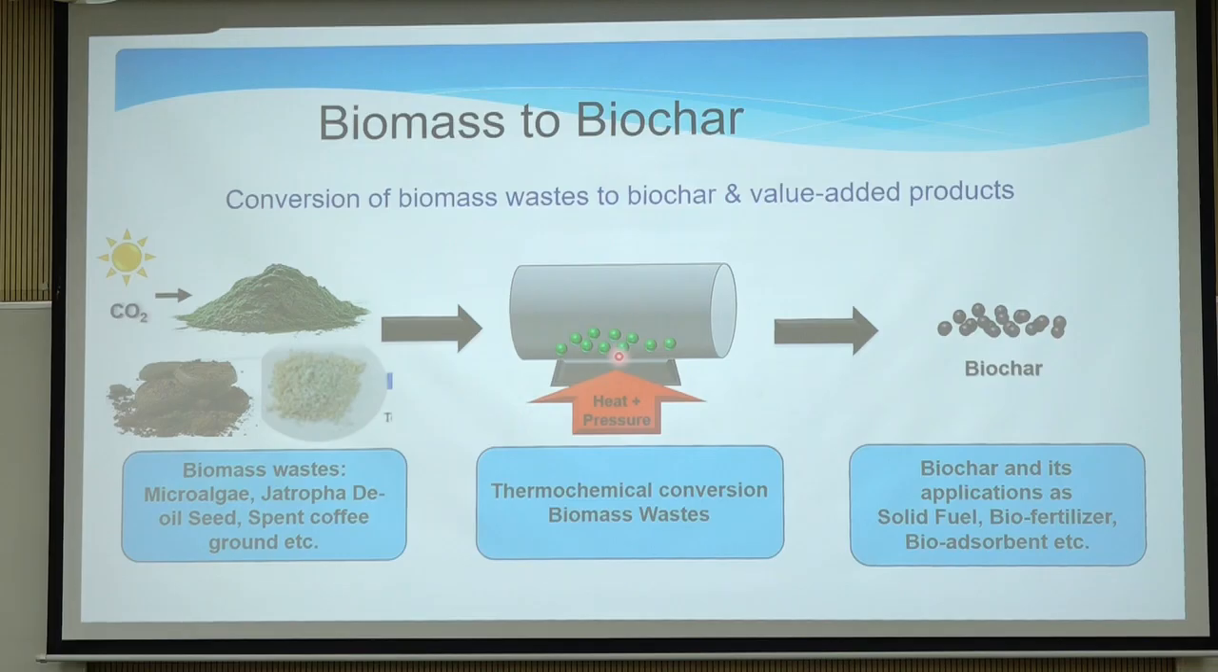We use the Jatropha to extract the oil, and after that there is the biomass waste. What are we going to do with it? We go through the thermochemical process to see whether it still has some value. Similarly, we try the spent coffee ground, put it through the thermochemical process, then see what the applications are. This is the biochar that you mentioned. This is the process, and these are the applications.